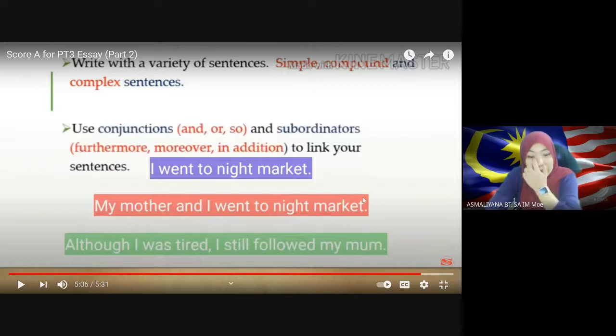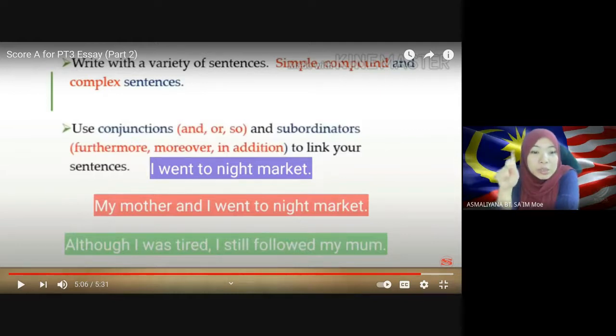Alright? Okay, so this is also how do you improve? Kadang-kadang bila tulis, oh I can do better. Or mula-mula tulis, I went to the market. Oh nak tukarlah, my mother and I went to the market. Oh teacher said I need to put subordinators. You know, tak furthermore, moreover, in addition. You tambahlah lagi. Although I was tired, I still followed my mom. It is the same idea. Idea yang sama tapi cara penulisan yang berlainan.